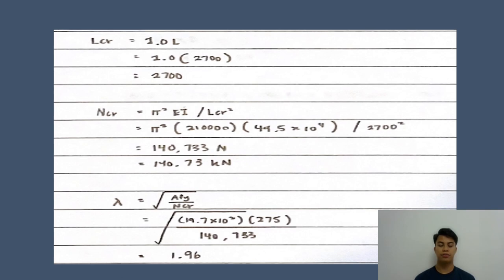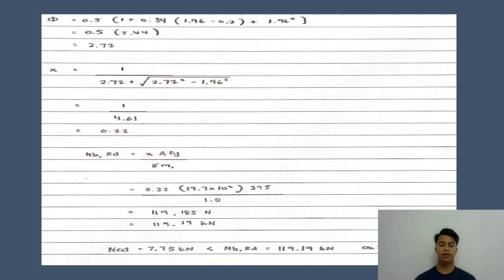So now I will find the Lcr. The Lcr formula is 1.0 multiplied by L. So the L is 2700, so for the Lcr it is 2700. For the Ncr, the formula is pi squared multiplied by E multiplied by I over Lcr squared. So the total of the Ncr is 140.73 kN, and for lambda it is 1.96.